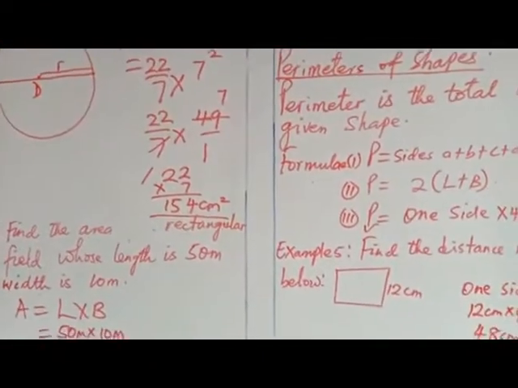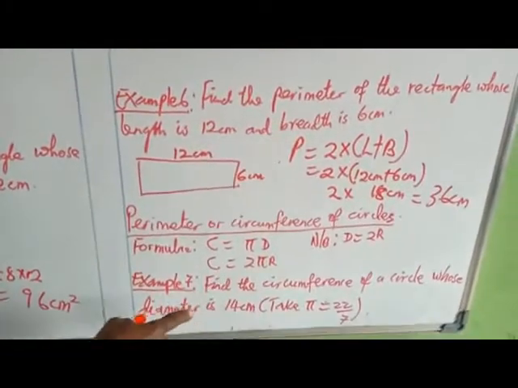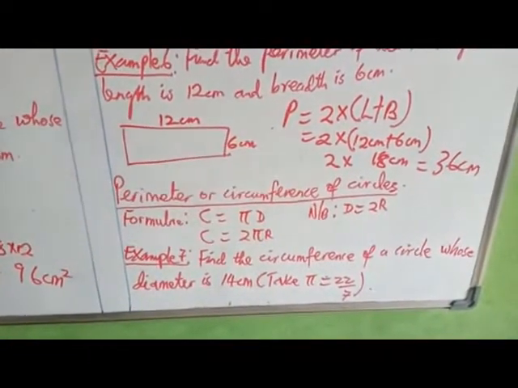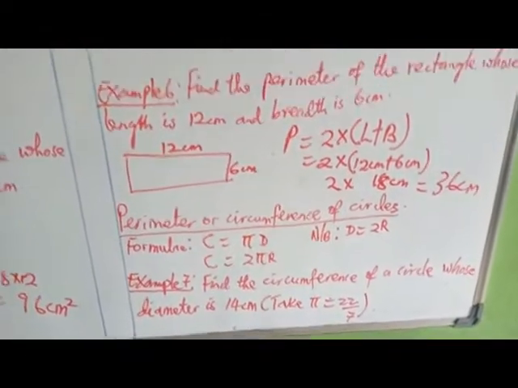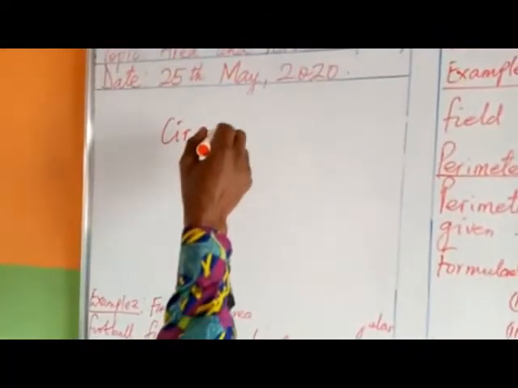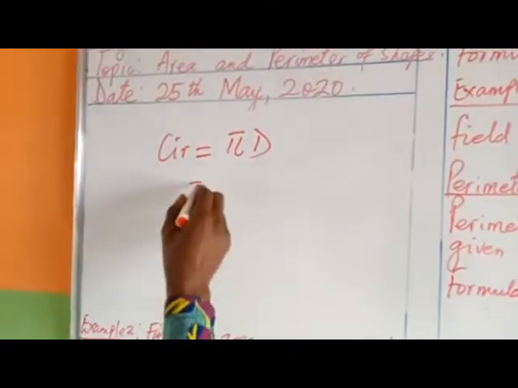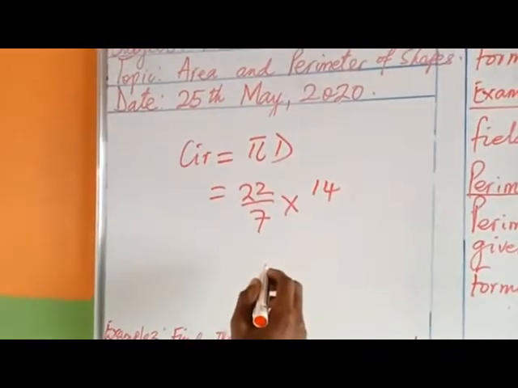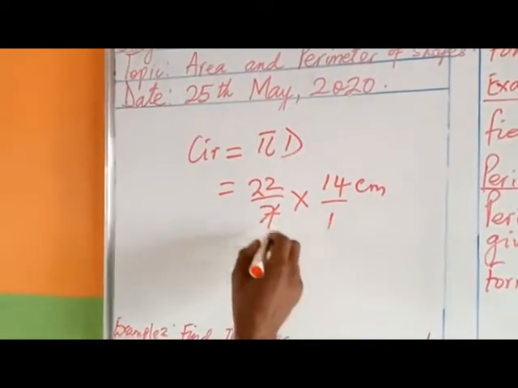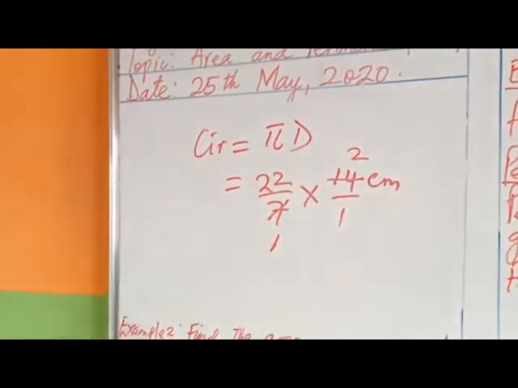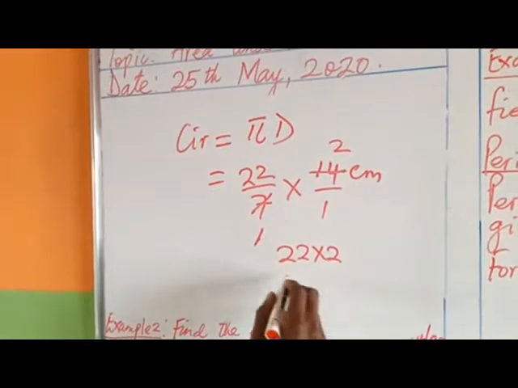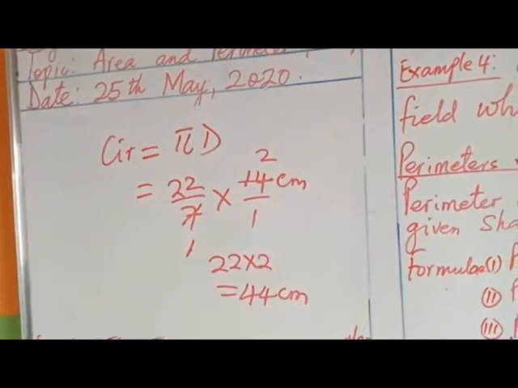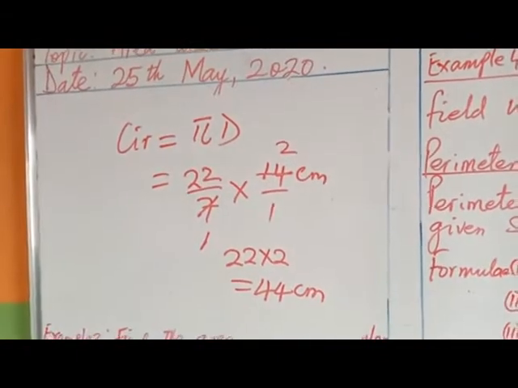In this case, the example says, find the circumference of a circle whose diameter is 14. So it is the diameter that's given. That means we will use this formula that has diameter. We say that circumference equals pi times what? The diameter. We have already known that pi is 22/7 times the diameter that is given, which is 14 centimeters over 1. So this cancels with this, 2 times. So you now say 22 times 2, which gives us what? 44 centimeters. So the circumference, or the perimeter, of this circle is 44 centimeters.